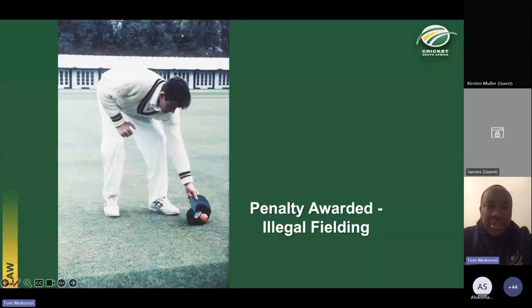So here is a picture of a fielder clearly willfully extending his clothing or equipment to field the ball. This is considered illegal fielding and will be penalized by 5 penalty runs. And of course, the ball becomes automatically dead as soon as the ball makes contact with the extended clothing or equipment.